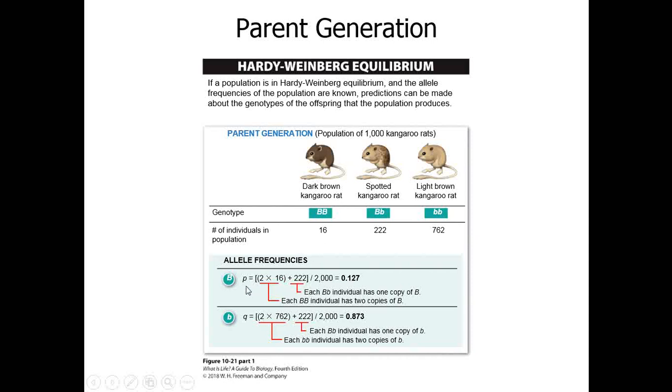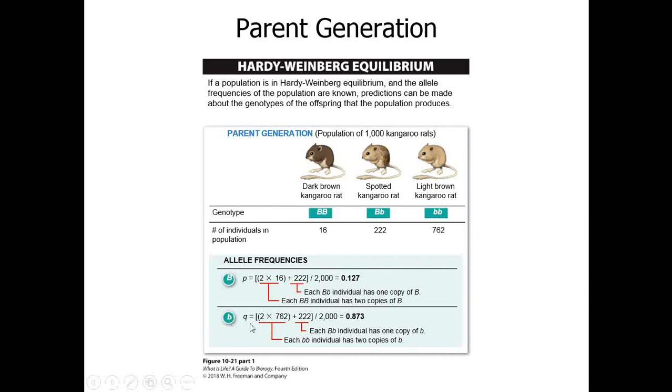And so if you were to put those together and add them up, divide them by 2,000. 2,000 is just the total number of alleles in this population. We have 1,000 individuals, okay? Each of them have 2 alleles each, and so 2 times 1,000 is 2,000. That's where that number comes from. So if you divide this all out, you end up with 0.127. So this is 12.7% of the population have at least one of these big B's in their genotype, okay?